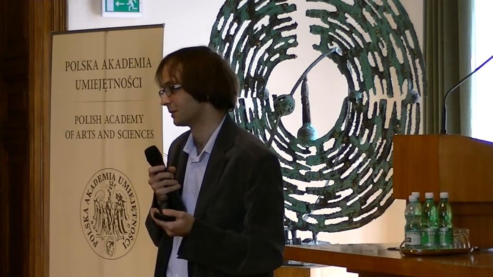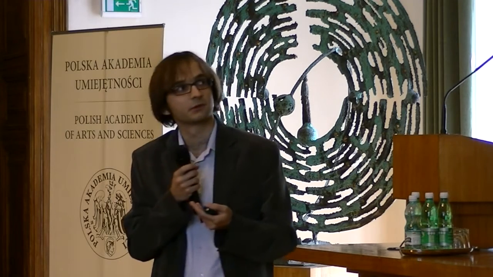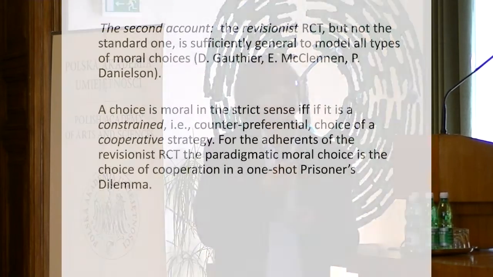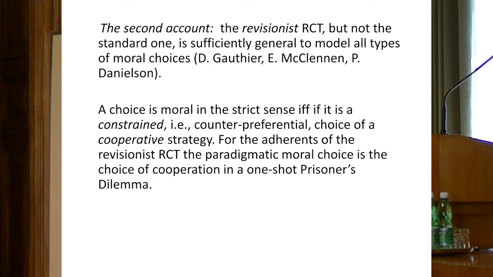Let us assume that the first account is really wrong, and let us see whether some revision of rational choice theory could be helpful, in the sense that it would enable us to model all types of moral choices. This idea of revisionist rational choice theory was developed by many thinkers, but I think three names are important here and the best known. The first one is David Gauthier, the second is Edward McClennen, and the last one is Peter Danielson.